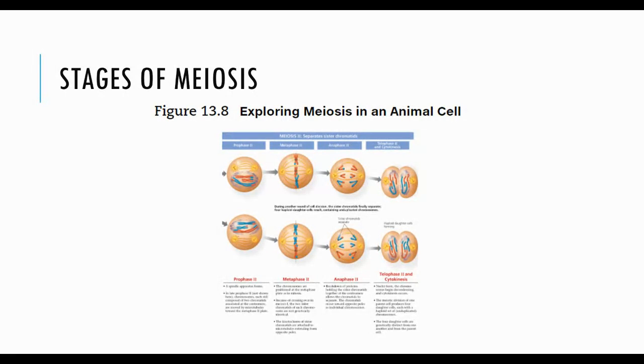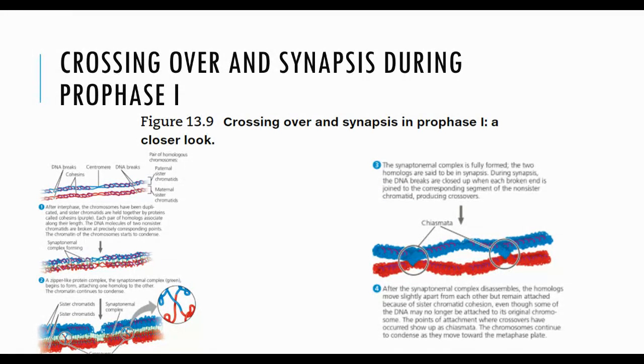It's not two red ones and two blue ones. There are segments on one chromosome that are partially red and partially blue, and that's from crossing over, which we will look at here. So this is after interphase and later on in prophase 1. The chromosomes have already been duplicated.